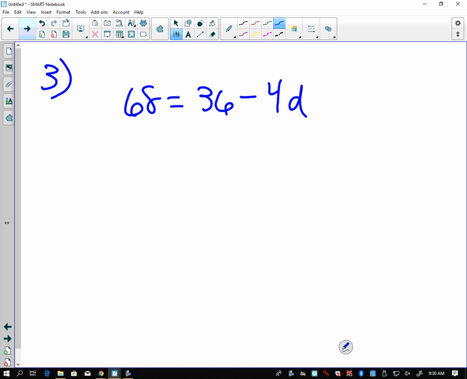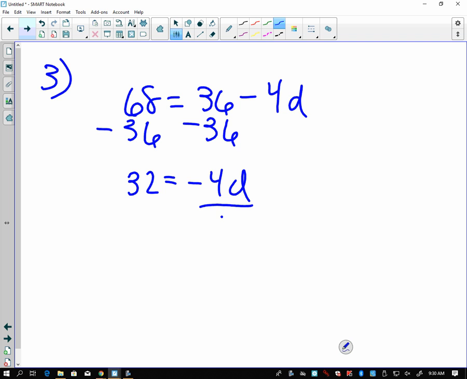Subtract 36 on both sides. Good. So we're doing inverse operations. All right. What's 68 minus 36? 32. Okay. 32 equals what? Negative 4D. Good. Now what do I do? Somebody who's not Abby. Jordan. Divide by negative 4 on both sides.